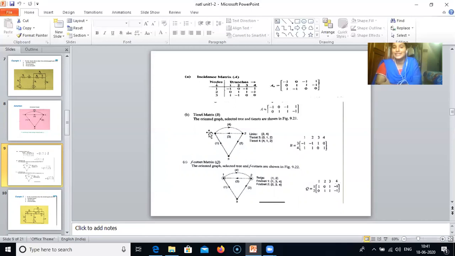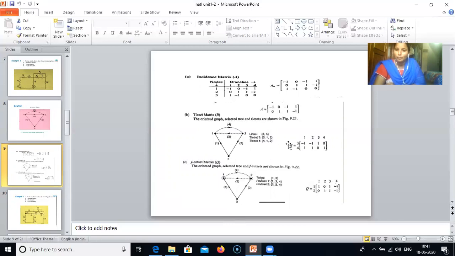Next one is the tie set matrix. For the tie set matrix, you have to select any one tree. Select any one tree. So how many nodes are there? 3 nodes. So for the tree, how many branches will be there? The twigs are n minus 1, so 2 branches. I have taken here branches 1 and 2. These are the twigs. And what are the links here? 3 and 4 are the links.